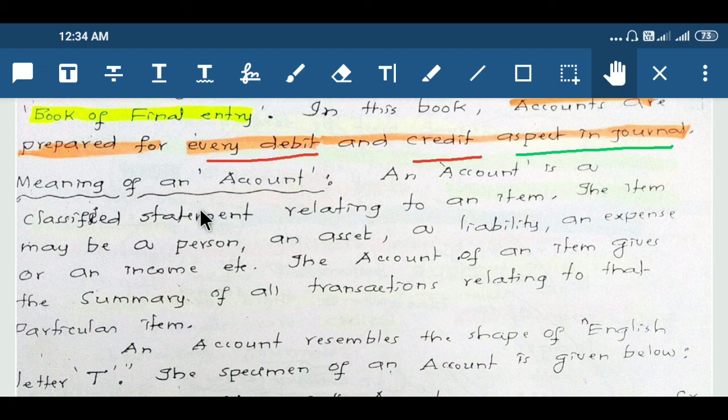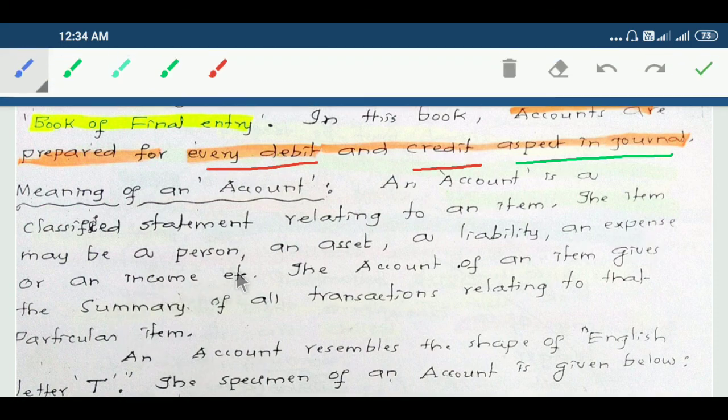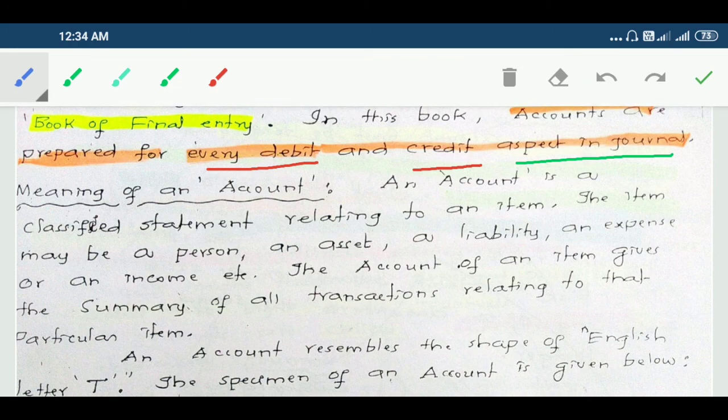So, meaning of an account. An account is a classified statement relating to an item. The item may be a person, an asset, a liability, an expense, or an income, etc. So account is a classified statement. So it gives all information.